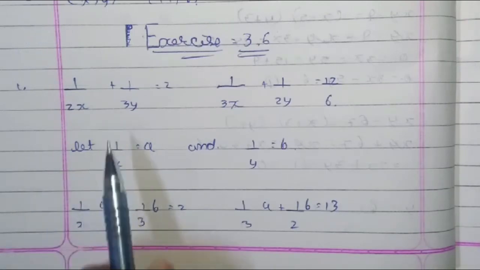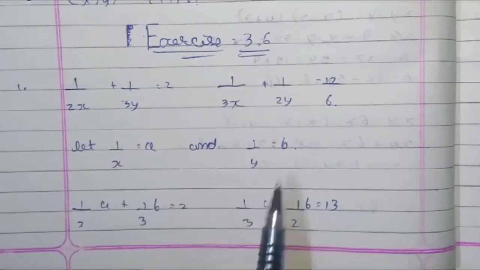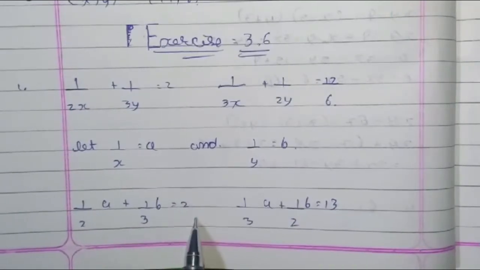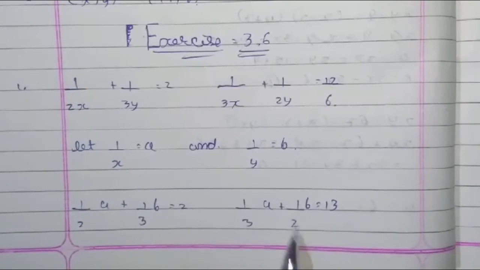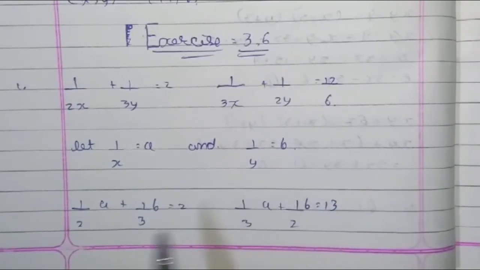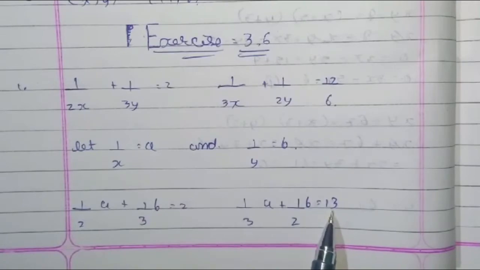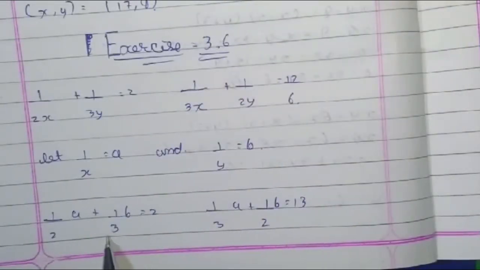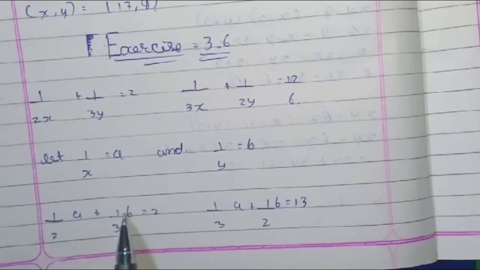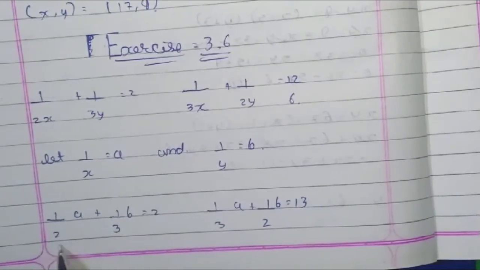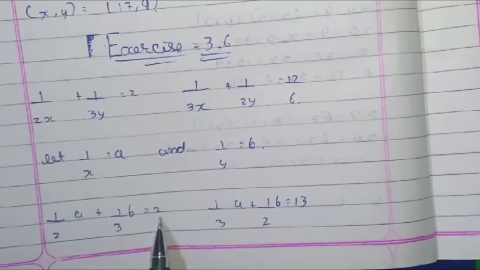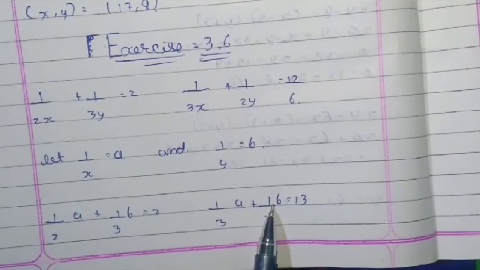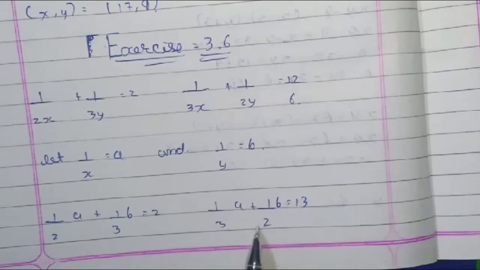So suppose 1 by x is equal to a and 1 by y is equal to b. So 1 by 2a plus 1 by 3b is equal to 2 and 1 by 3a plus 1 by 2b is equal to 12 by 6. Now see that our variable is in the numerator. LCM. What is our LCM? 2 3s are 6. So 3a plus 2b is equal to 2 by 6. 2 comes here. So 2 6s are 12. Same way here, 2 into a, 2a plus 3 into b, 3b is equal to 2 3s are 6.